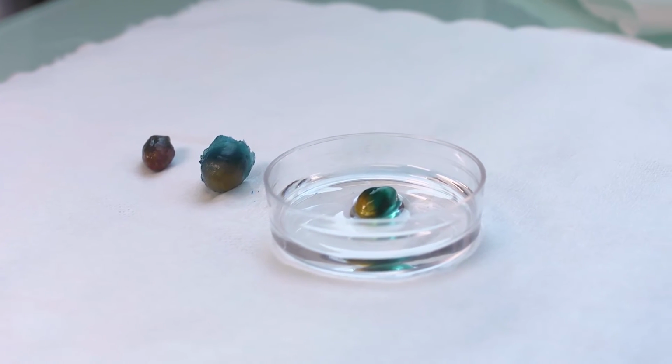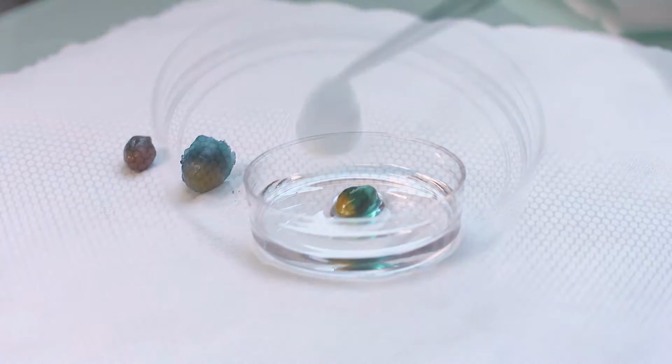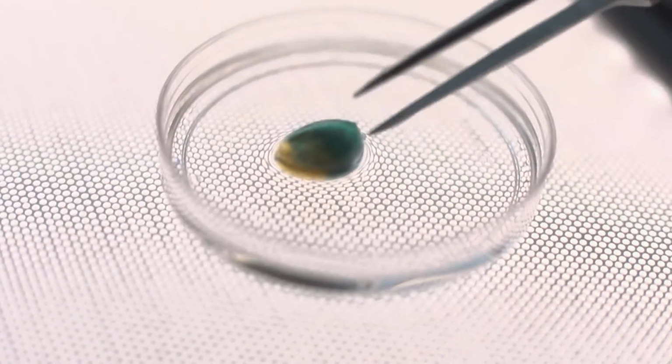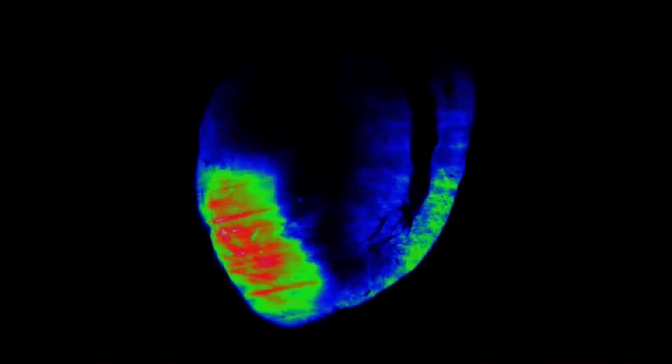With this clarification technology, with a mouse heart, we can now make it mostly transparent, and with fluorescence microscopy, we can record images of slices across the heart. And so after that, with computing treatment, we can reconstitute it in 3D.